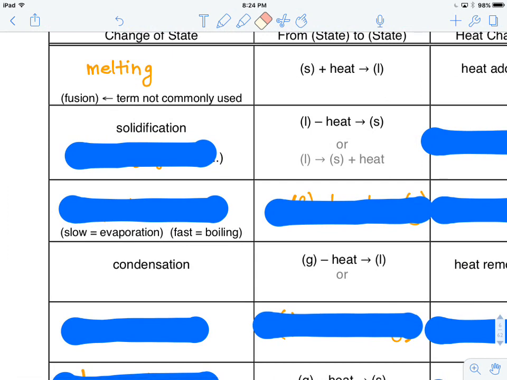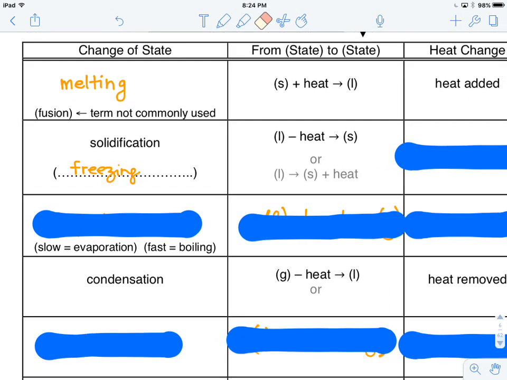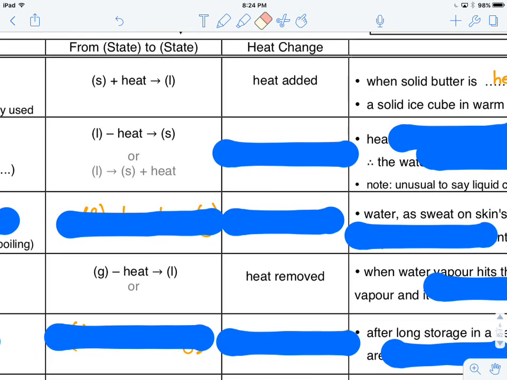And very closely related to melting is what we call solidification, and most commonly we know this as freezing. This is where we have a liquid and we remove heat and we end up getting a solid. So this is the opposite of melting. Freezing and melting are opposite processes. And the heat change is that we remove heat from our sample and it goes from a liquid to a solid.